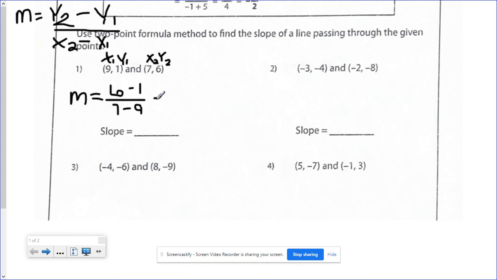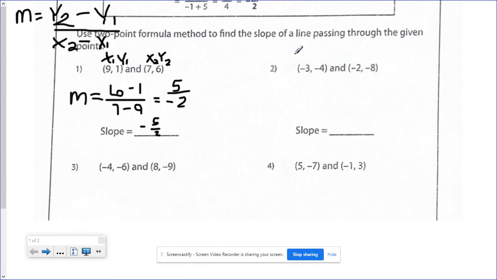So now I just have to take the top and subtract. What's 6 minus 1? That is 5. And I need to take the bottom and subtract. 7 minus 9 is negative 2. So I'm just going to leave it just like that. If you divided the two numbers and you got a decimal, you should just leave it a fraction. So the slope that I'm going to do is negative 5 over 2. Sorry, my handwriting is so bad.